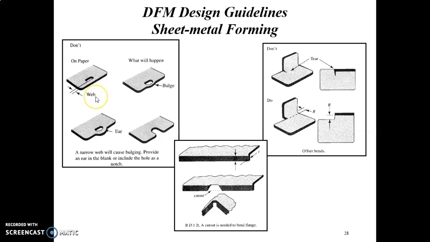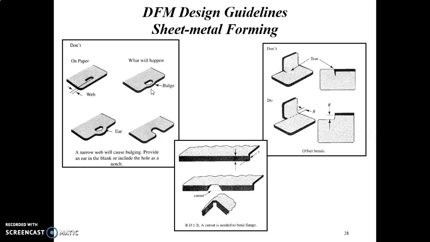Okay, we look at this one first. What is a web? The web is the distance between the hole and the edge of the material. If the web is a minimum of the thickness of the material, the hole can be punched, which is less expensive than drilling and deburring. A web that is less than the stock thickness, or thickness of the material, will result in a bulge on the blank. Bulge means swelling.